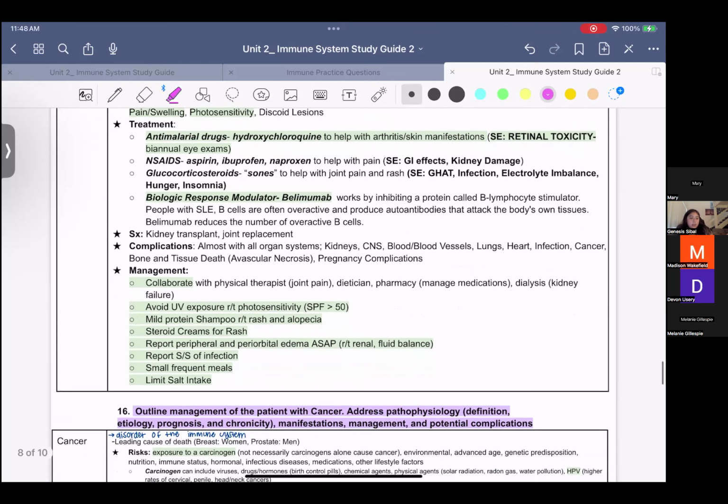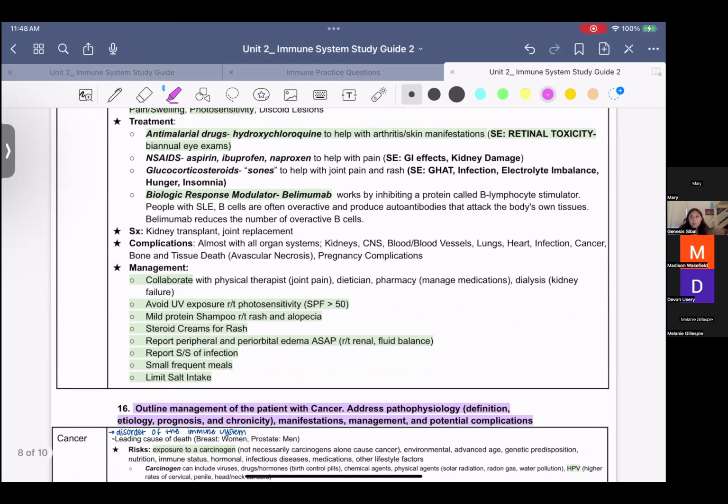And then same thing with NSAIDs. You're going to give NSAIDs for inflammation, right? Non-steroidal anti-inflammatory drugs. So aspirin, ibuprofen, and naproxen are all NSAIDs, and they help with the pain, but they also help with inflammation. So GI effects and the kidney damage that comes from NSAIDs is another thing you want to worry about, and she can ask this on an exam too. If your kidneys are being affected with lupus and you're giving NSAIDs, you probably want to either educate the patient or bring it up to the provider if their BUN, eGFR, or creatinine is affected, things like that.